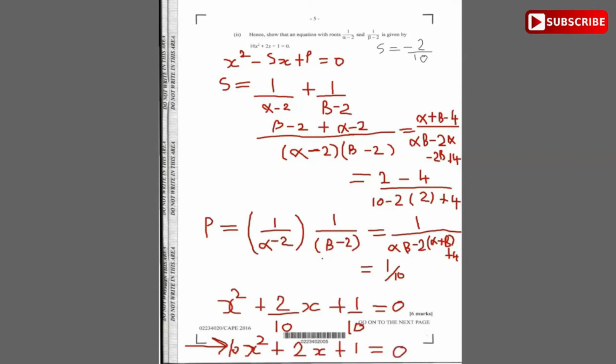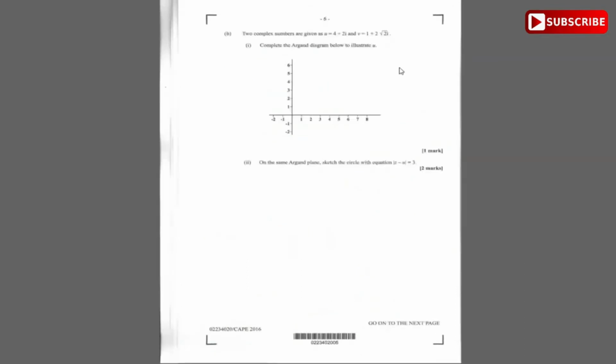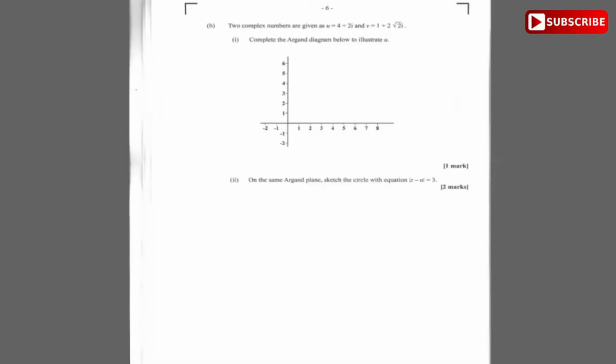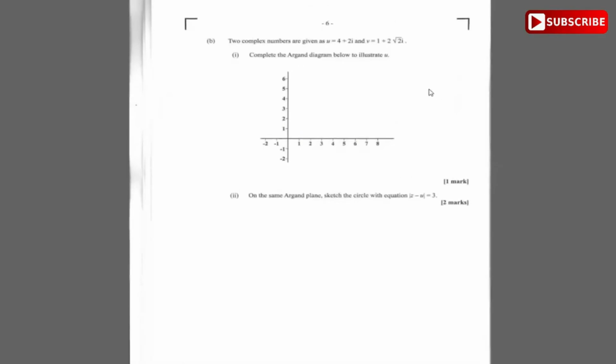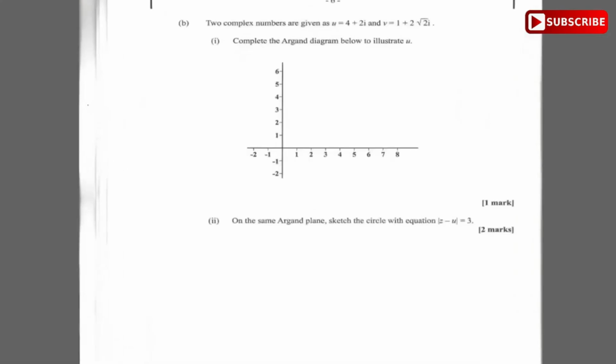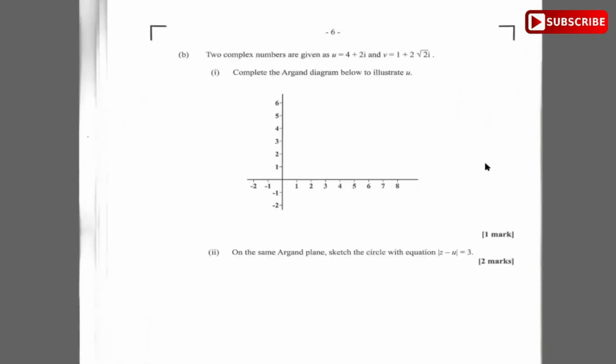Nice and easy. That takes care of the first part. Now, part B. Part B says the complex numbers are given by u is equal to 4 plus 2i and v is equal to 1 plus 2 times the square root of 2i, and it asks us to complete the Argand diagram to illustrate u. So to illustrate u, on the real axis it's 4, and on the imaginary axis we go positive 2. So u is this point right here.